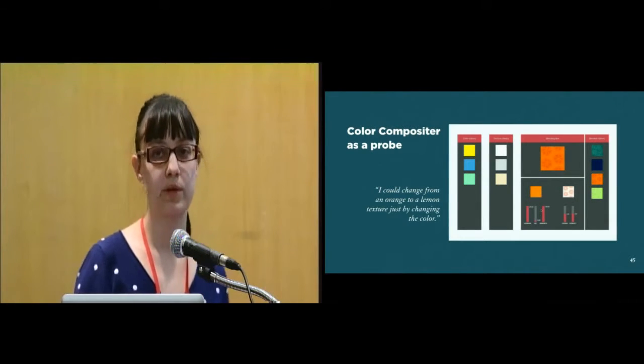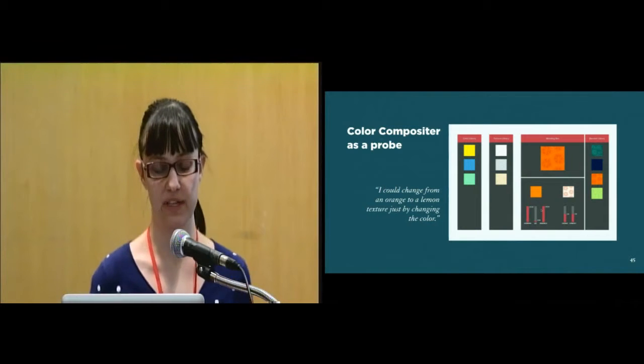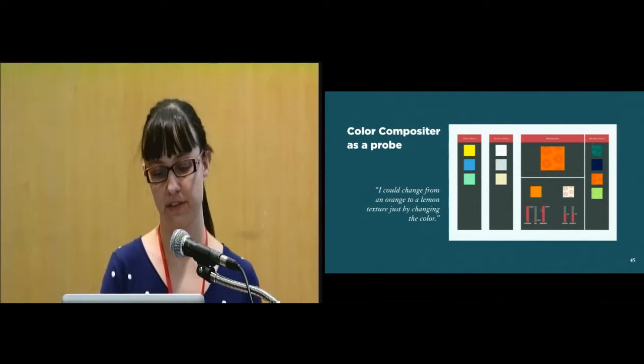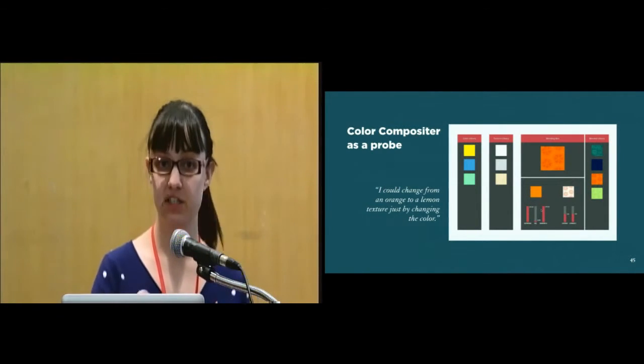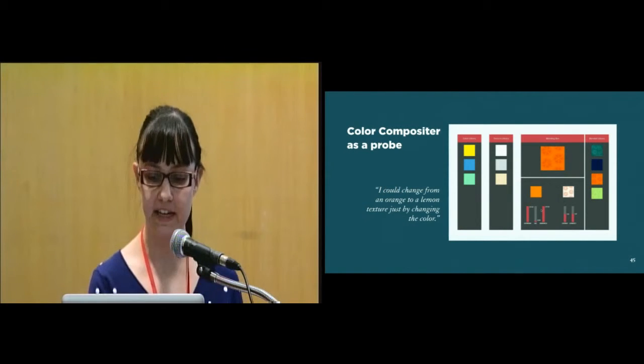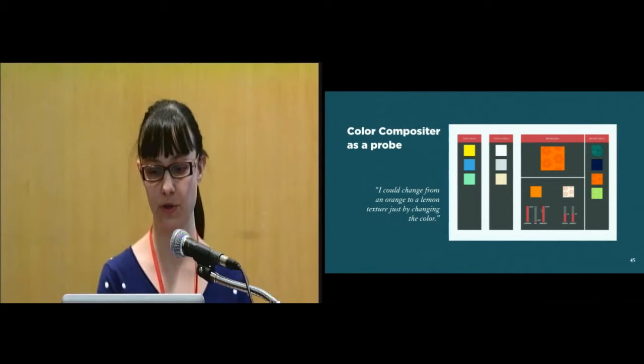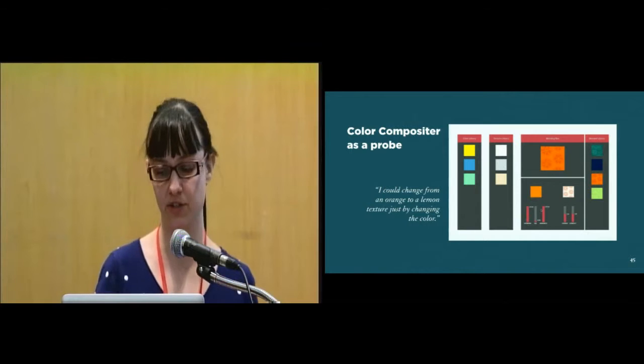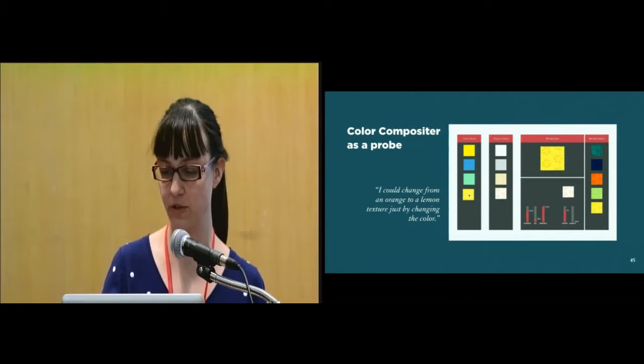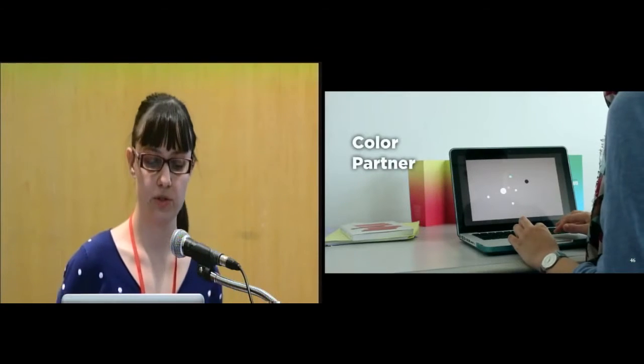And for example, when we use this tool as a probe with our painter, he was playing with the oranges texture, and just by changing the color inside it, he was able to create a lemon texture, as you can see. Our third tool is Color Partner.